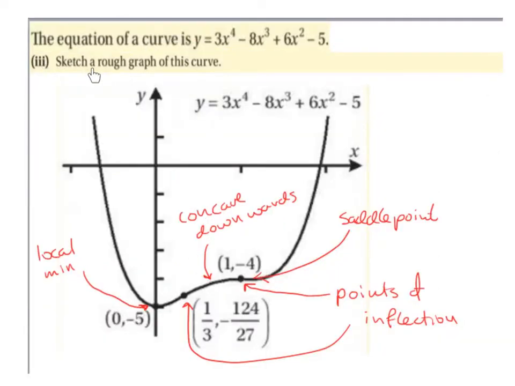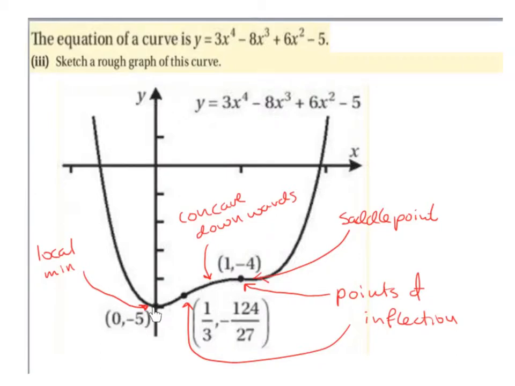Part 3, sketch a rough graph of this curve. So here's our x-axis, here's our y-axis, and our curve is 3x to the power of 4 minus 8x cubed plus 6x squared minus 5. Since it's a polynomial, we know we don't have any asymptotes. If we let x equal 0, we can find our y-intercept. Each of these x values being 0, we are left with y equals minus 5. So 0, minus 5 is our y-intercept, the point at which it crosses the y-axis.